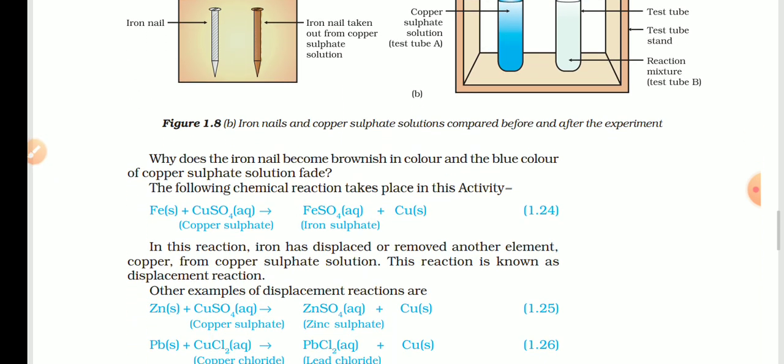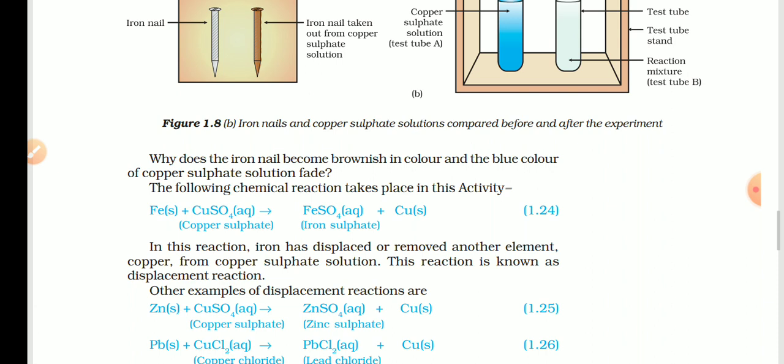Why does the iron nail become brownish in color and the blue color of copper sulfate solution fade? It is because the displaced copper got stuck on the surface of the iron nail. What is happening? The iron nail is getting a brownish coating, in fact. And why does the blue color of the copper sulfate fade away? Because only when there is copper sulfate, it will get blue color. Because of the introduction of iron, iron is kicking out copper from copper sulfate. So the amount of copper sulfate is decreasing and the amount of iron sulfate is increasing. That's why there is a fade in color.